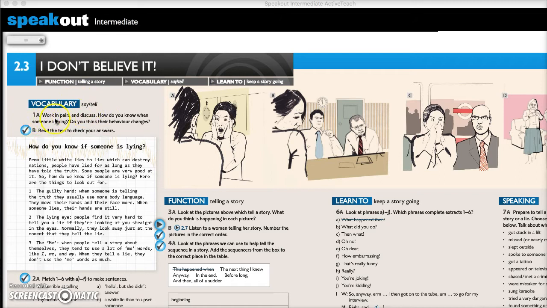It says, work in pairs and discuss, how do you know when someone is lying? I mean, if you notice something in their faces, in their gestures, if they make any movements, if they sweat, etc. Well, that's supposed to be done in class. And then we're supposed to read this text and check the answers. This is the text. And there you find out whether someone is lying or not according to scientists.